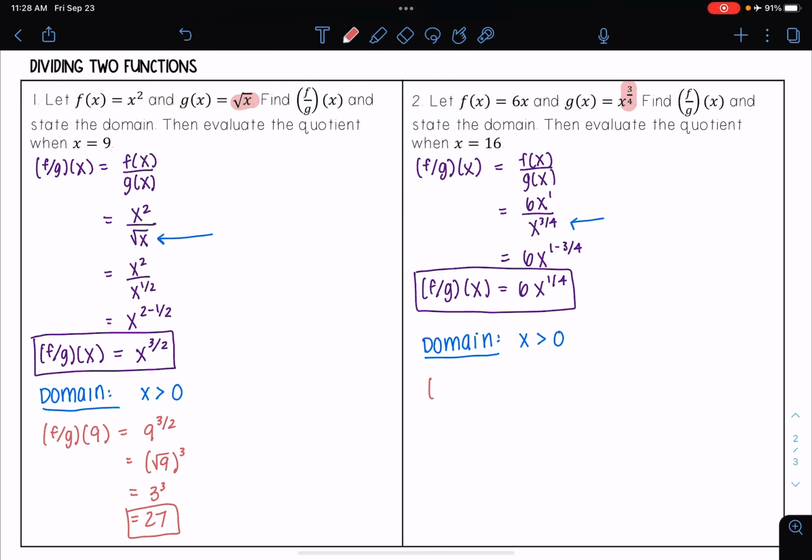Now, evaluating this function when x is equal to 16, I get 6 times 16 raised to the 1/4 power. Well, 16 raised to the 1/4 power is just 2, and so I have 6 times 2, and so my answer here is 12.